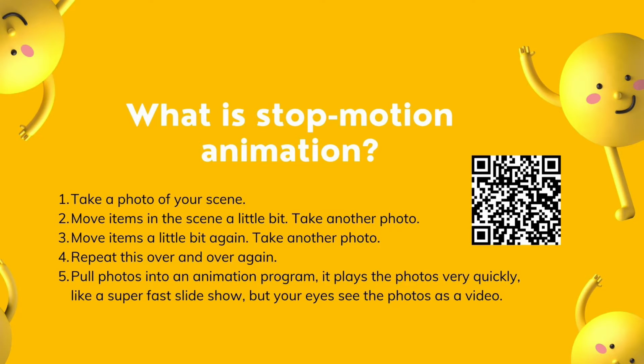The basic steps of stop-motion animation are: take a photo of your scene, move the items in the scene a little bit, take another photo, move the items a little bit again, take another photo, and repeat this over and over again, then finally pulling the photos into an animation program that plays back the photos very quickly, like a super fast slideshow, and it appears as a video.